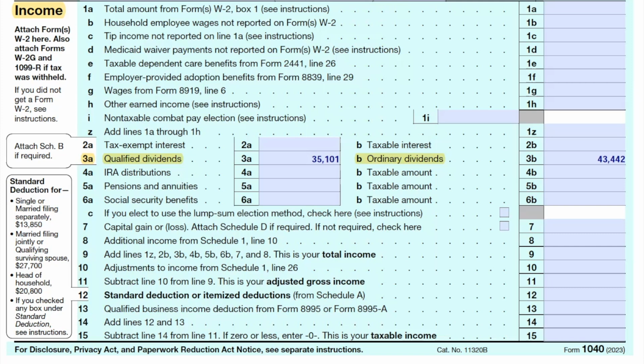If the percentage of qualified versus ordinary dividends is much lower, you likely receive non-qualified dividends and interest distributions from bond funds or real estate investment trusts, also called REITs.